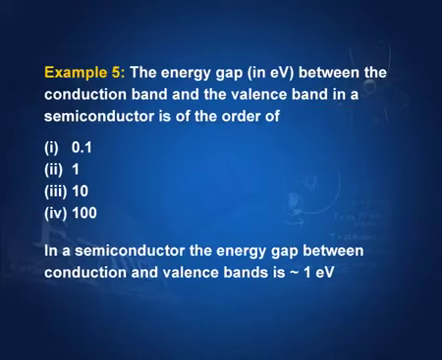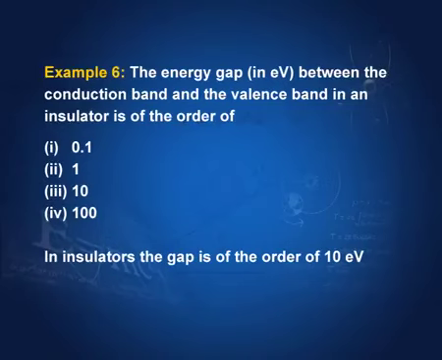The energy gap in eV between the conduction band and the valence band in a semiconductor, we saw, is of the order of 1 eV. If it is 10 eV, then it is an insulator, and in a conductor they just overlap. The energy gap between the conduction band and the valence band in an insulator is of the order of 10 eV.